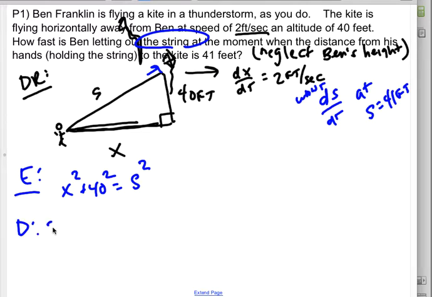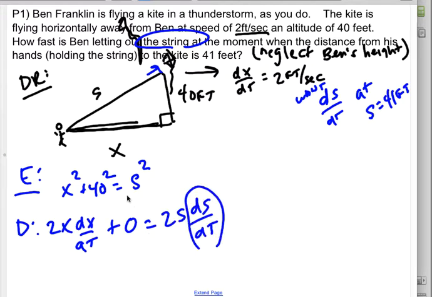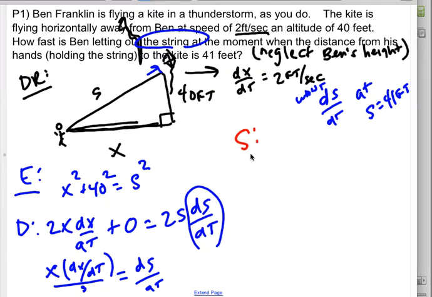Differentiate to get 2x dx/dt plus 0 equals 2s ds/dt. I want ds/dt, so I'm just going to divide everybody by 2s. So ds/dt equals x times dx/dt over s. And when I go to substitute my specific values in, now I'm allowed to pay attention to the 41 feet. At this moment, we have a 9, 40, 41 triangle.